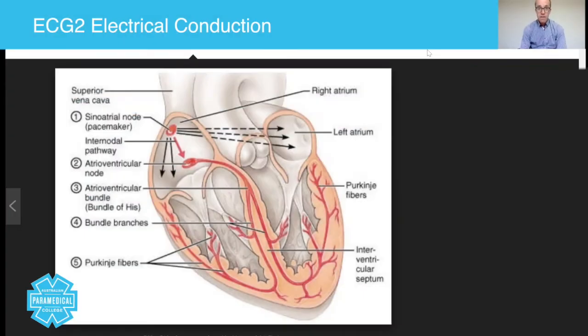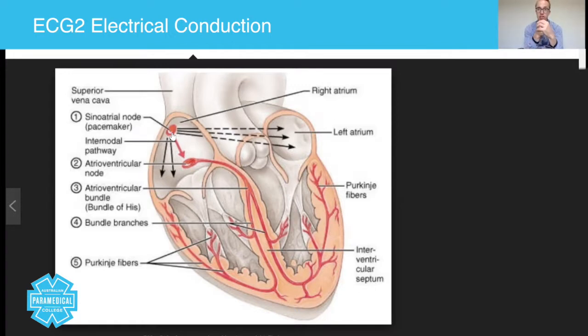Now, every second of every day, your heart generates electrical impulses, which leads to contractions of the atria and the ventricles, which is what pushes the blood around the body. And it all starts here with the Sinoatrial Node, which is a group of specialized cardiac cells that sit in the wall of the right atria.